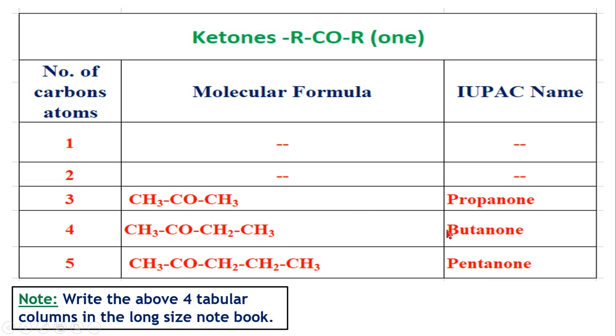So these are the functional groups and the IUPAC names of the alcohol, aldehyde, carboxylic acid and ketones. So write the above 4 tabular columns in the long size notebook.